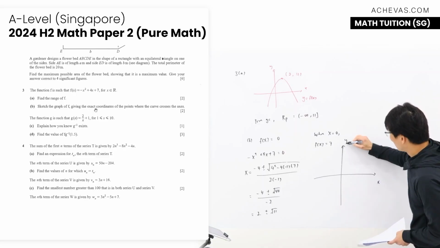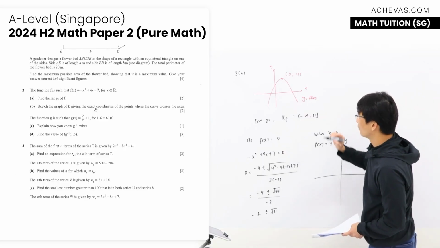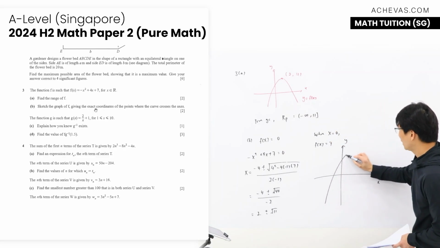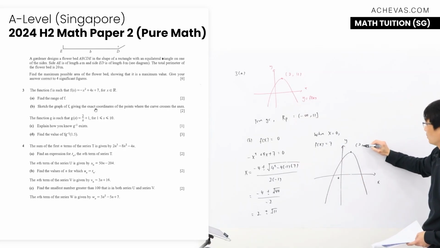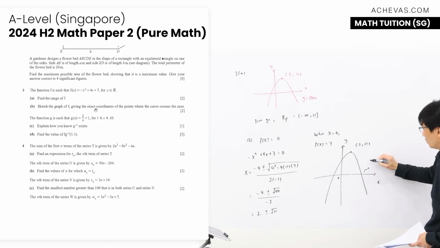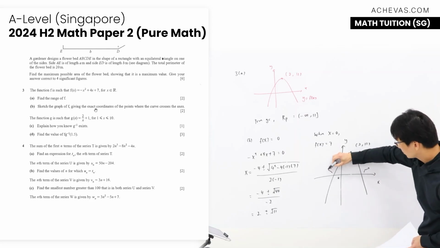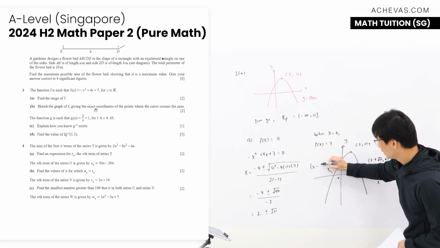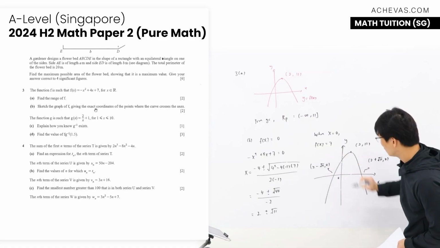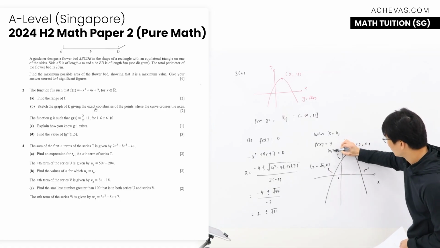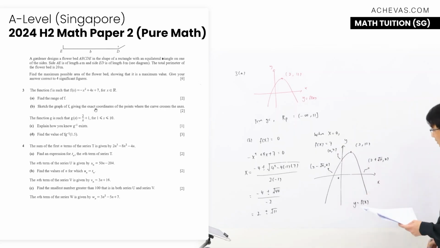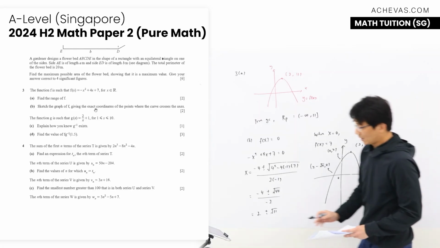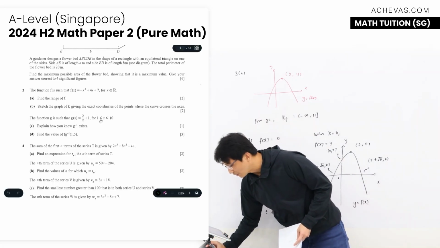Based on what I have drawn in part A for my GC, now I can label some of the critical points. This point will be the maximum, which is (2, 11). This point here will be the x-intercept, (2 plus square root 11, 0). This point here will just be (2 minus square root 11, 0). And this point here will just be (0, 7). And I'm going to label this as y equal to f(x). Okay, now let's move on to the next part of this question.